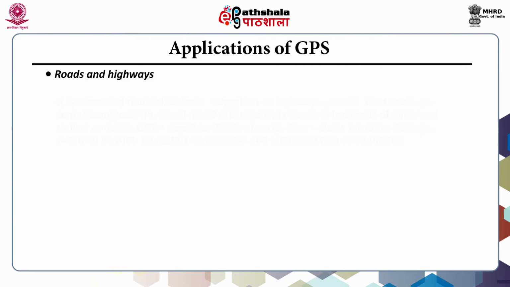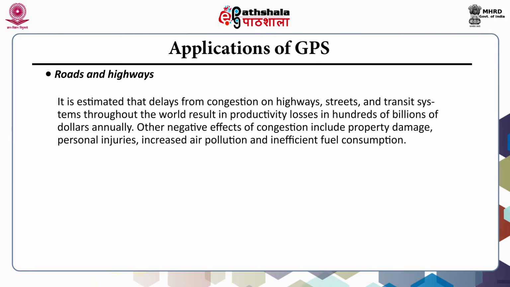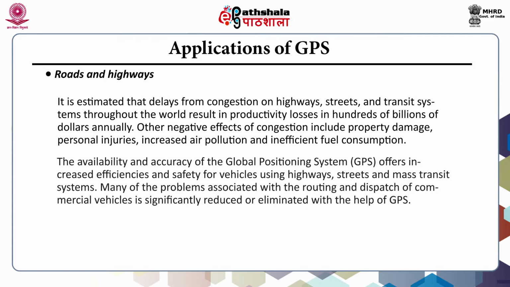Roads and highways. It is estimated that delays from congestion on highways, streets and transit systems throughout the world result in productivity losses in hundreds of billions of dollars annually. Other negative effects of congestion include property damage, personal injuries, increased air pollution and inefficient fuel consumption. The availability and accuracy of the Global Positioning System, that is GPS, offers increased efficiencies and safety for vehicles using highways, streets, and mass transit systems.